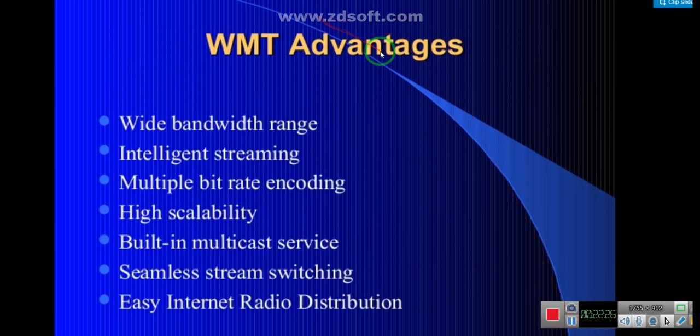Then we have the WMT advantages as well. The first feature is a wide bandwidth range. WMT has a wide bandwidth range, intelligent streaming, multiple bitrate encoding, high scalability, and built-in multicast and broadcast. I hope you know about multicast and broadcast. Also seamless stream switching and easy internet radio distribution. These are the features of WMT advantages.